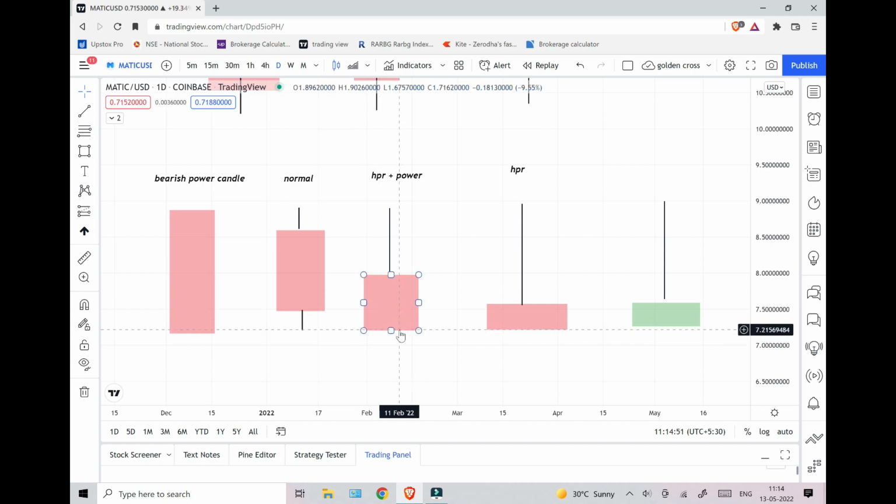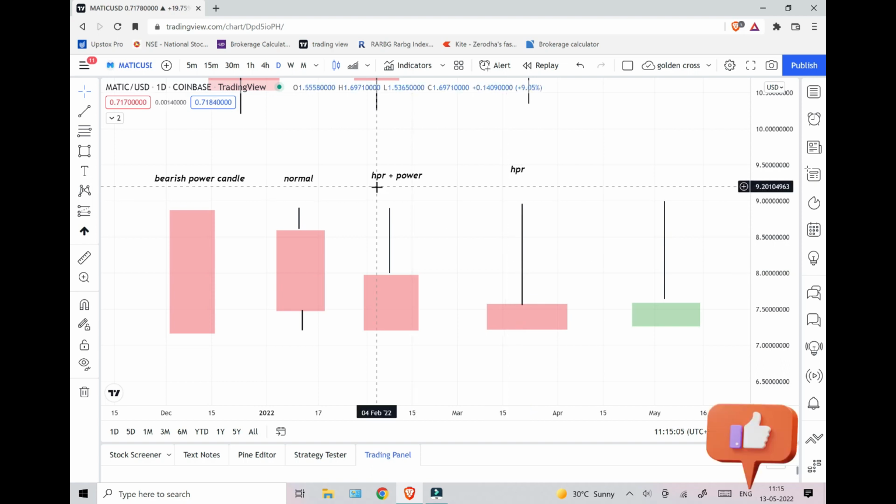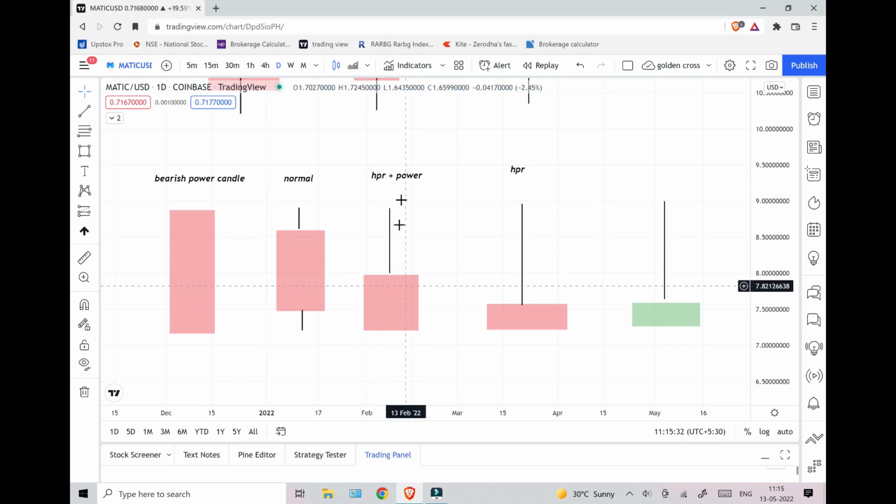Coming to the third candle over here, this has the quality of the two candles, this and this. So what does HPR mean? HPR means higher price rejection. Basically, what happens is when the candle opens, it goes up in pressure. But if the resistance is strong over here, the selling pressure will be much higher than the buying pressure, due to which the shadow is formed. That is shown over here with the help of this line. This is a shadow, selling pressure over here and down here.